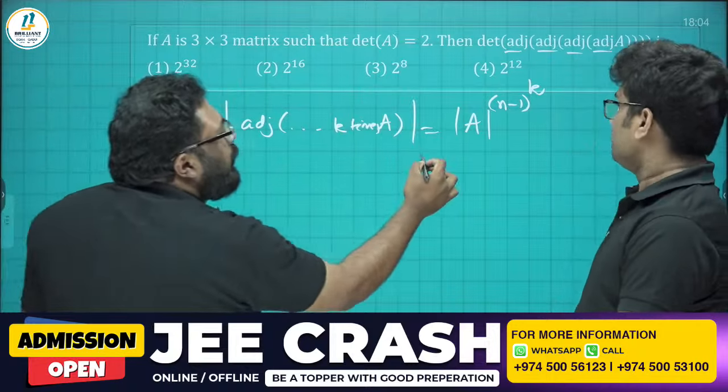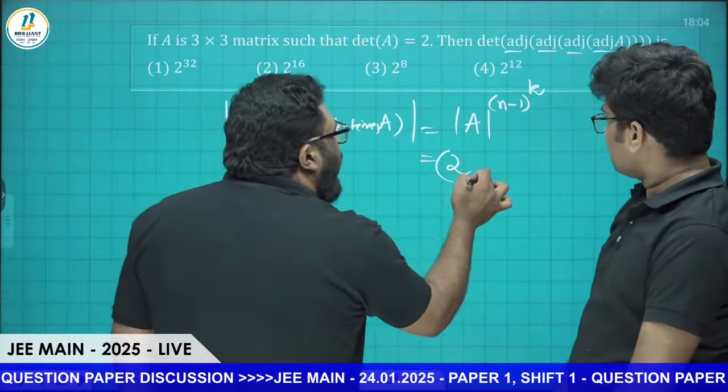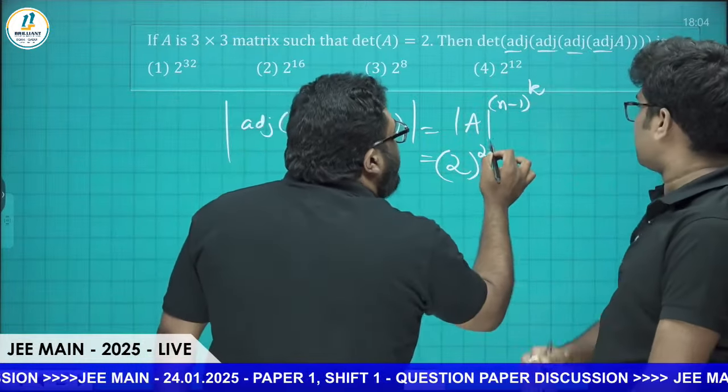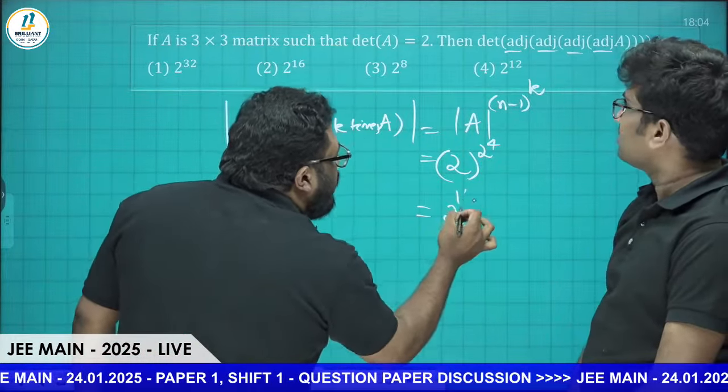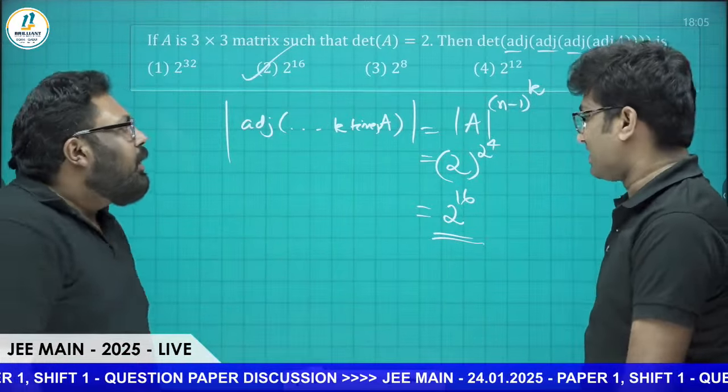Here the determinant of A is equal to 2. n is equal to 3, so n minus 1 is again 2, and it goes how many times? 1, 2, 3, 4 times. So the answer is 2 raised to 16. Direct, simple, one-step answer, my dears. Very simple.